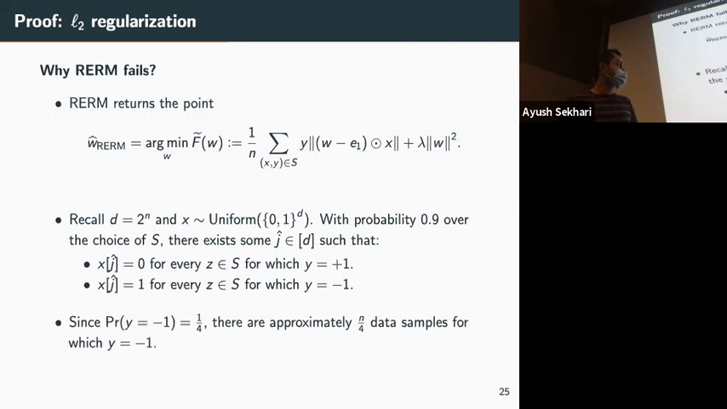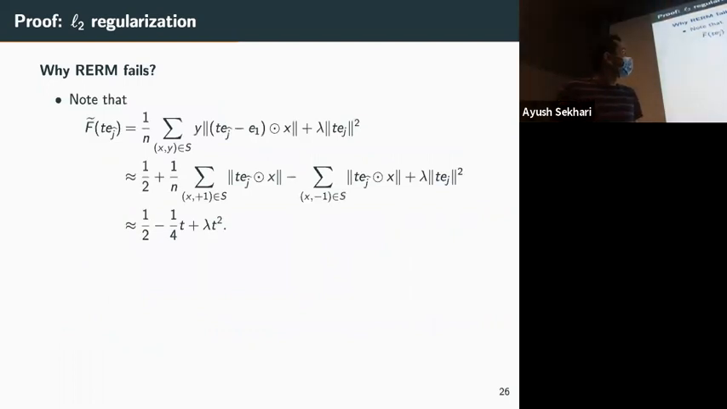Furthermore, you can argue that since Y is +1 and -1 with constant probabilities, the share of data for which Y is -1 would be at least n/4 up to concentration. Okay. So now let's see what happens to the RERM algorithm, regularized empirical loss in the direction of J hat. This is a slightly technical slide, so I'll go over it slowly. Suppose we are evaluating the regularized empirical loss in the special direction J hat, which exists for your data set with constant probability.